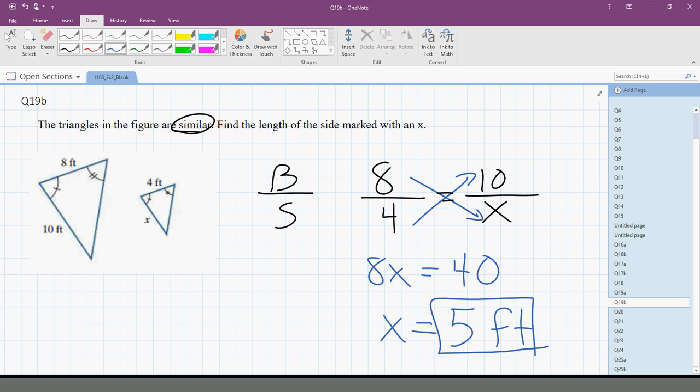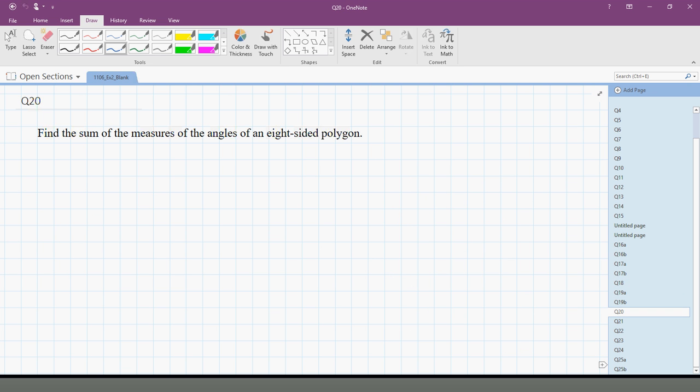All right. Number 20. So it says, find the sum of the measure of the angles of an 8-sided polygon. So this is a formula. Do you remember the formula for finding the sum of all angles? It's a formula. Do you remember that formula?